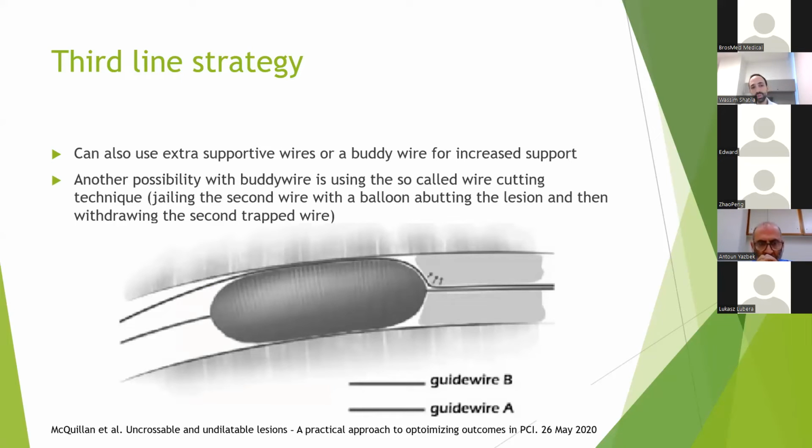There's also, you can use extra supportive wires or a buddy wire for increased support. And this is the so-called wire cutting technique, where you have two wires within the lesion. The balloon is not crossing. You actually inflate a balloon and trap one of the wires, and then you pull back the other wire. When you're pulling back the wire, it actually works like a blade and tries to cut the inside of the lesion, helping to prepare the lesion for further passage.